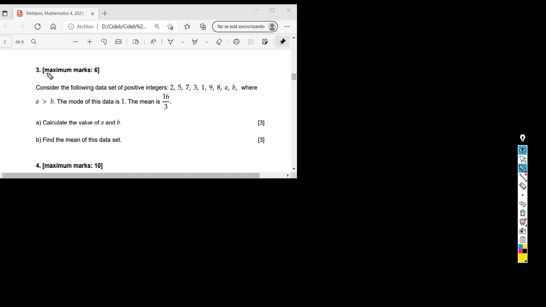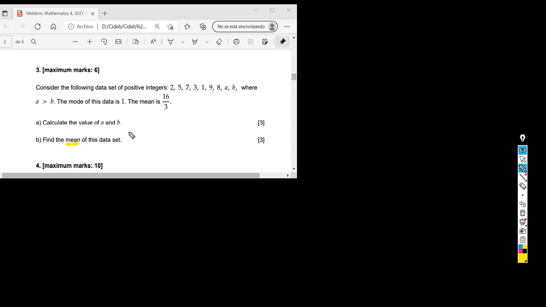Okay, number 3. Consider the following data set of positive integers. All of these numbers, guys, are positive integers, including A and B, where A is greater than B. The mode of this data set is 1, and the mean is 16 over 3, 16 thirds. Calculate A and B and find the median. Remember that I told you that this is not correct. I was asking for the median.